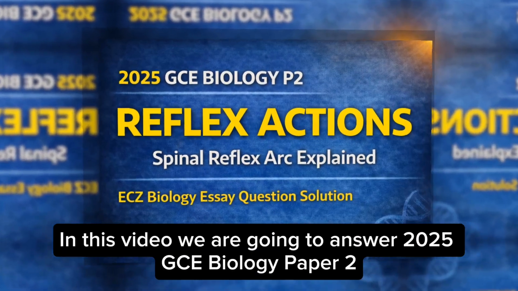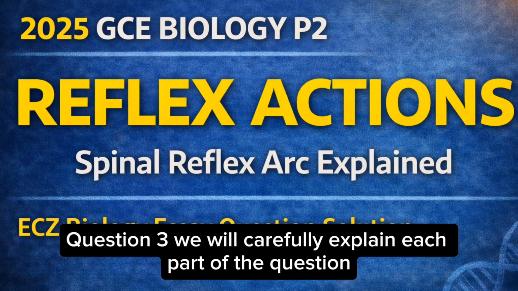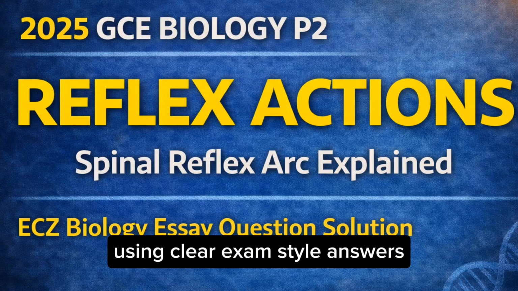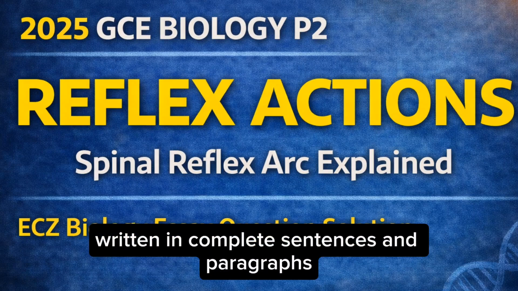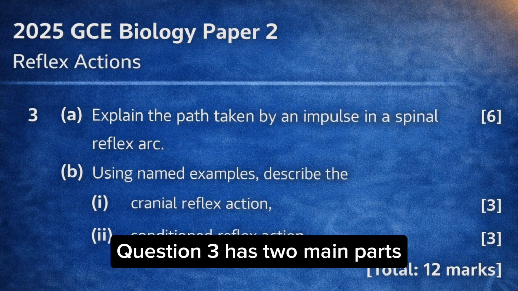In this video, we are going to answer 2025 GCE Biology Paper 2, Question 3. We will carefully explain each part of the question using clear exam-style answers written in complete sentences and paragraphs. Question 3 has two main parts.